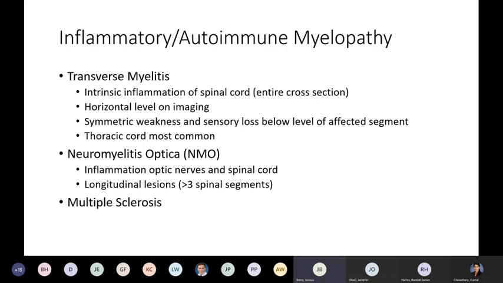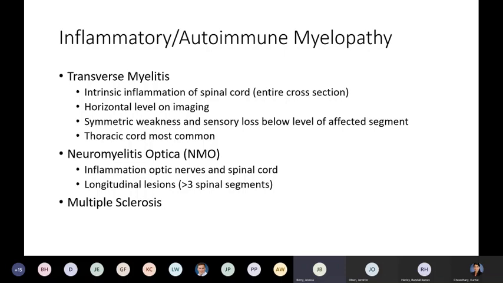So leaving infections, our next category is inflammatory or autoimmune myelopathies. The main categories of this are going to be transverse myelitis, NMO, and multiple sclerosis. I wanted to mention MS on this slide just because it is in the continuum with these other processes, and sometimes they're all usually considered in the differential together. But you'll have a whole separate lecture on MS, so I'm not going to talk about it any further in this lecture.